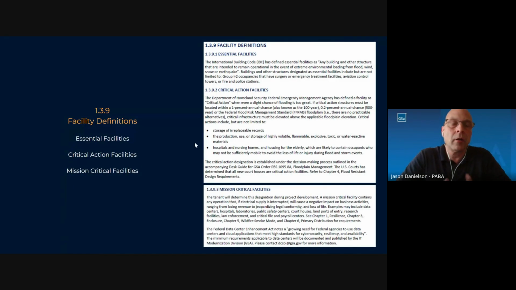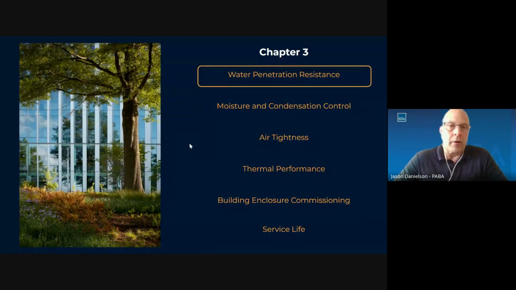Chapter 3 is going to reference this in quite a few areas. This is the facility definitions, and it touches on a few things: essential facilities, critical action facilities, and mission critical facilities. Those are higher risk facilities, and so some of the performance that we talk about in building enclosures or the building envelope will reference some of these facilities. That's at 1.3.9.